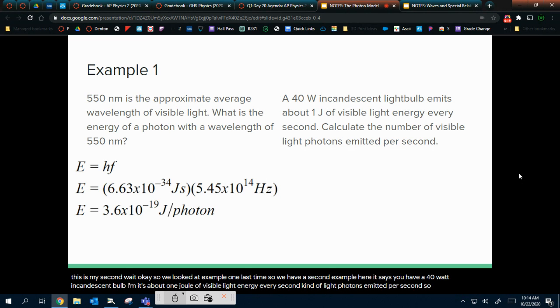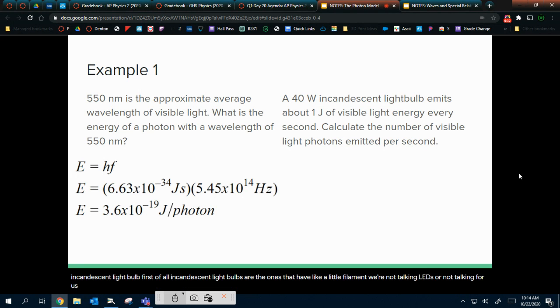So a 40-watt incandescent light bulb, first of all, incandescent light bulbs are the ones that have like a little filament. We're not talking LEDs, we're not talking fluorescence, we're talking about the old incandescent light bulbs. So first of all, you guys should know that that is the first type of light bulb that was invented over 200 years ago, and they're not very efficient at all.